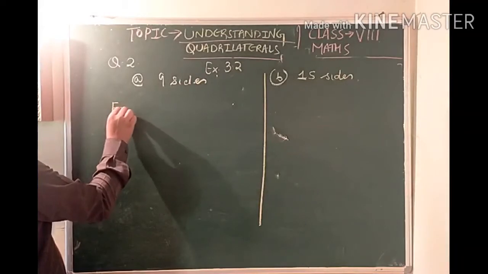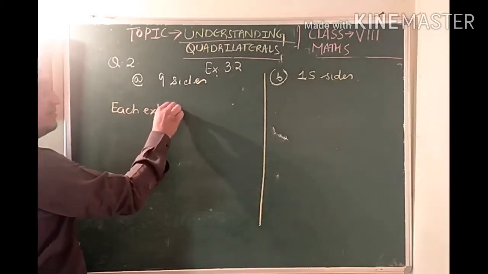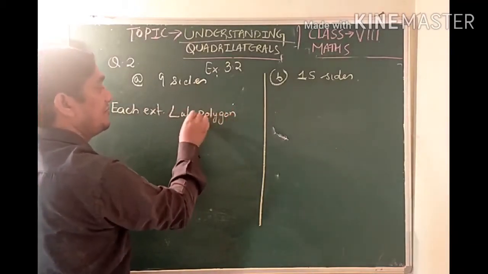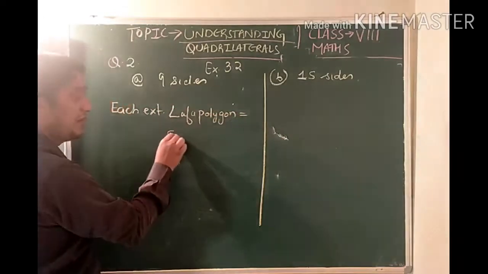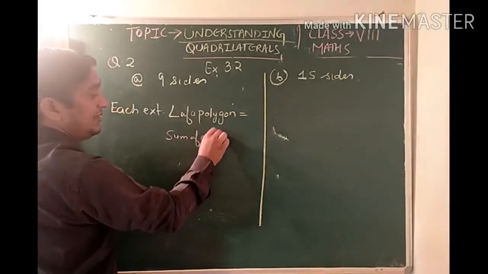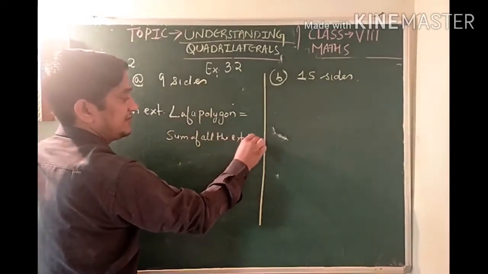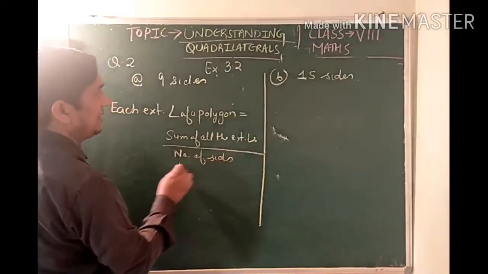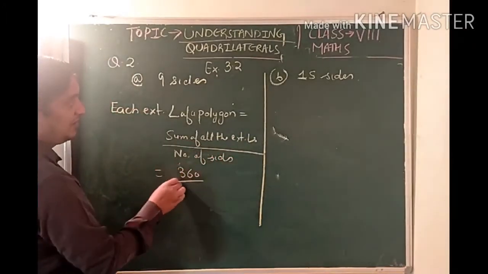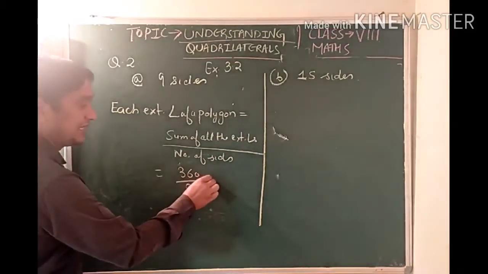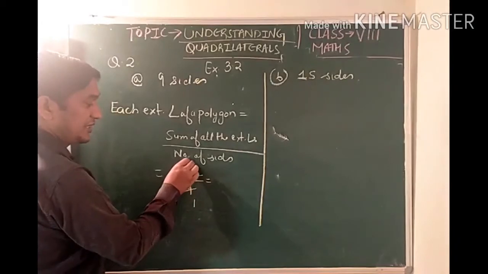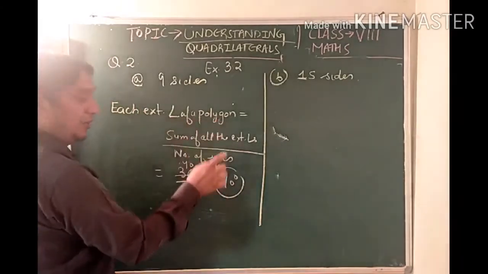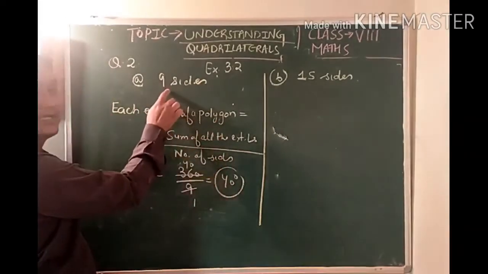Children, we know that each exterior angle of a regular polygon is equal to the sum of all the exterior angles upon the number of sides. So it becomes 360 degrees upon 9. 9 ones are 9, 9 fours are 36, and 0 is 40. So each exterior angle of a polygon having 9 sides is 40 degrees.